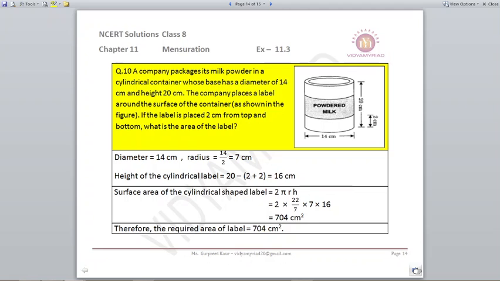Height is given to us, total height is 20, but we want the height of the label part. Because there is 2 centimeters gap from up and 2 centimeters from down, just subtract 4, you will get 16 centimeters height of that label. So you have radius, you have height, you can find out the CSA of the label, that is 2 pi rh, which is 2 into 22 by 7 into 7 into 16. When you solve it, you will get 704 centimeters square. That is the area of the label required to be fixed on that particular container.